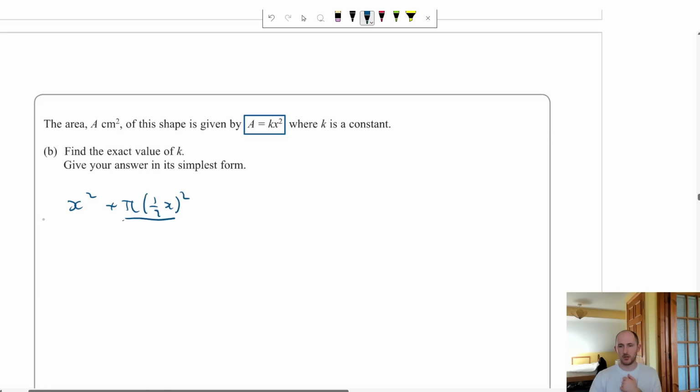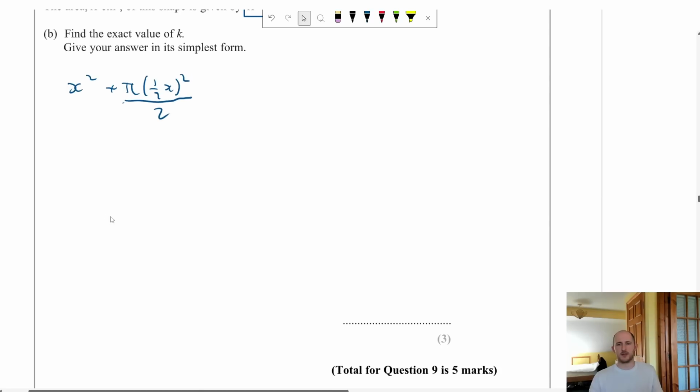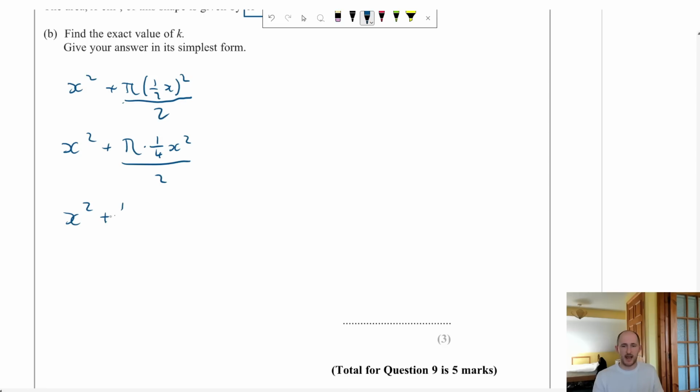Remember, you always, 1000% of the time, want to put it in brackets to make sure you remember to actually square it. We get x squared plus, you know what, let's take our time with this, pi times 1 over 4 x squared all over 2. So if I expand that out, a quarter divided by 2 is an eighth pi x squared.